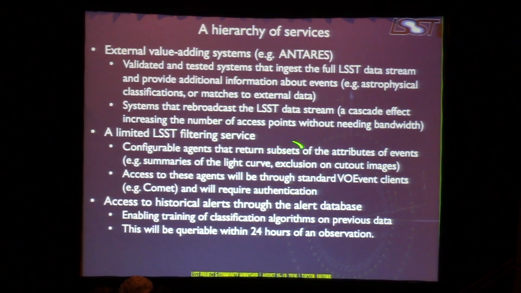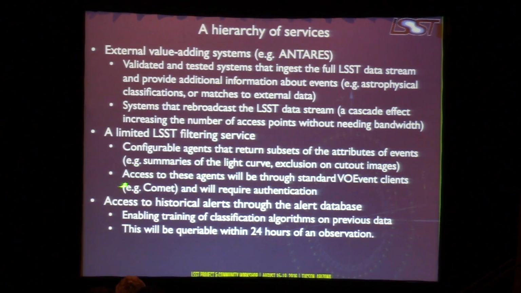which will have agents. These configurable agents will enable you to limit the types of attributes that come out, or the limits on the brightness of the sources. These will all be available. You'll be able to access these data streams or these filtered data streams using standard VOEvent clients such as Comet, and we will be requiring authentication to connect to these streams. The reason that we need the authentication is to be able to track the actual resources that are being used and make sure that they're managed appropriately.